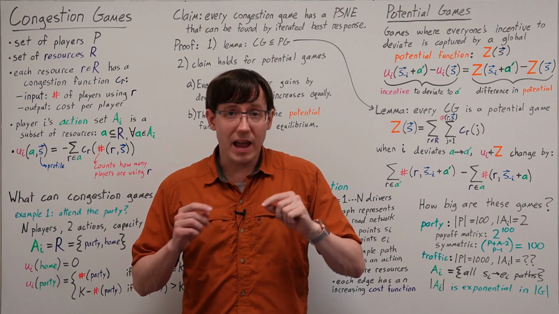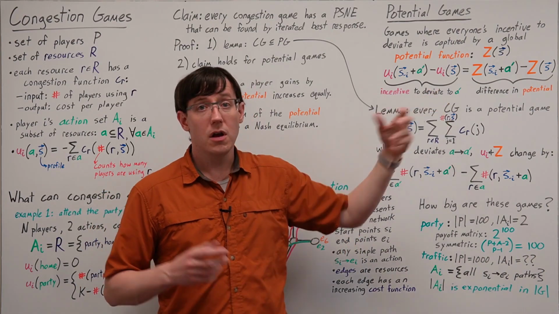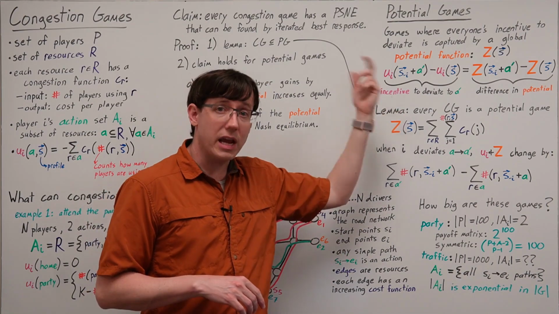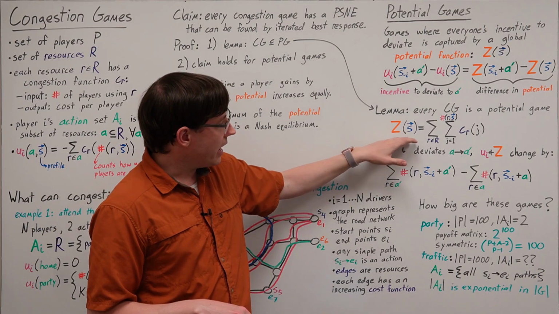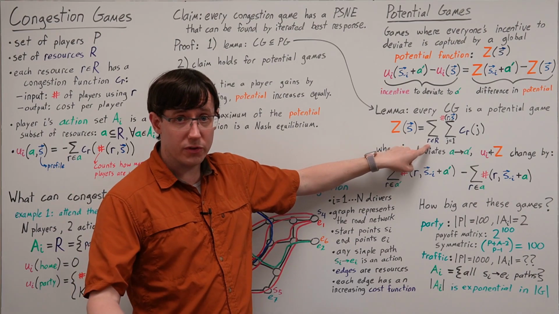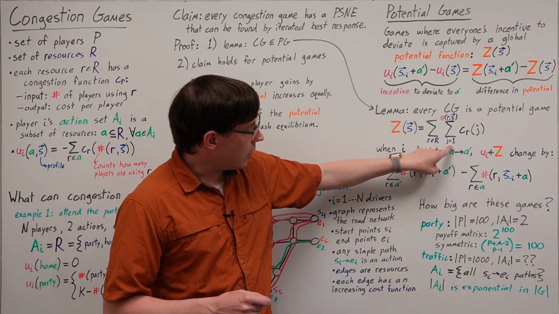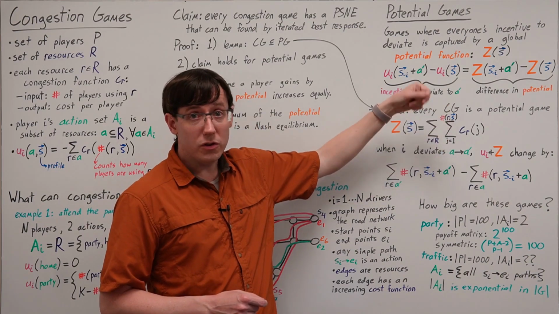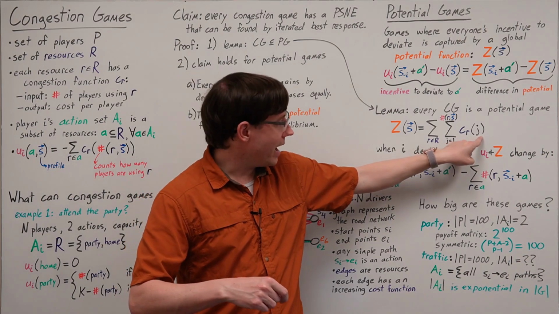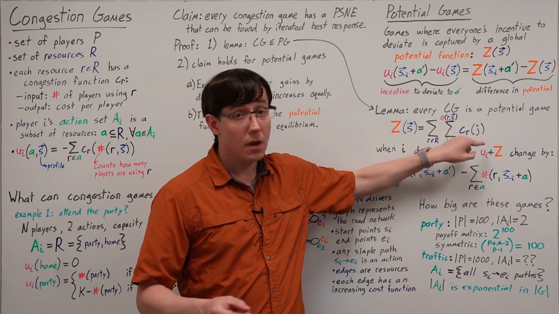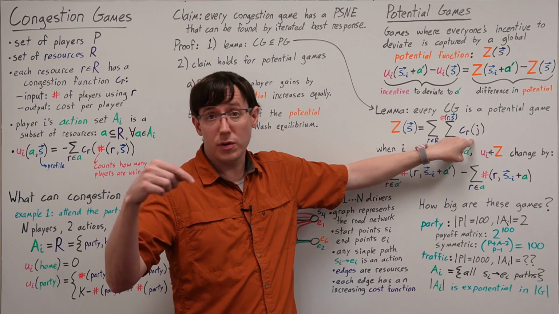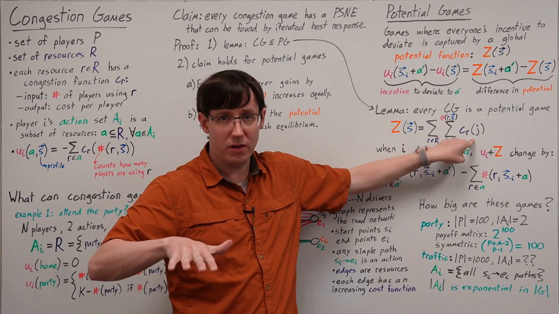But first, let's actually describe a potential function for congestion games. Specifically, we'll show that every congestion game is a potential game by giving a potential function, which is the sum over all of the resources of the sum up to the number of players using that resource of the congestion function evaluated at that number of players. So importantly, this isn't just adding up all of the congestions all of the players experience. It's not just the social welfare.